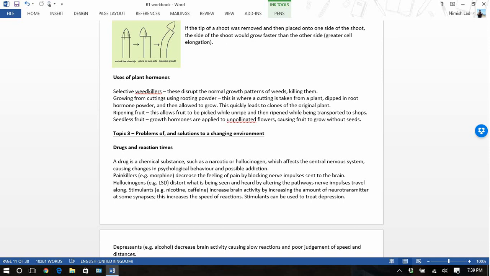Ripening fruits. So fruits can be picked while unripe and then ripened using these hormones, while they're being transported to shops. And seedless fruits. So growth hormones are applied to unpollinated flowers, causing them to grow without seeds. And that is the end of the topic 2 video on responses to a changing environment.